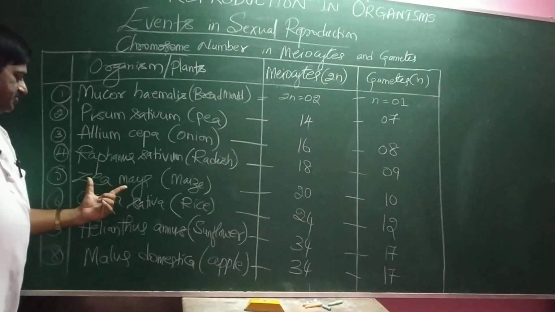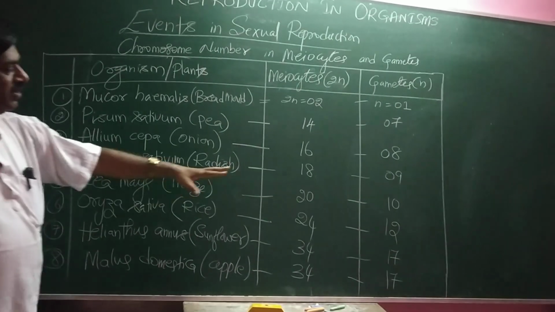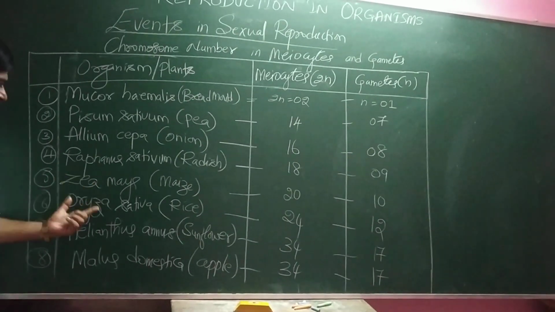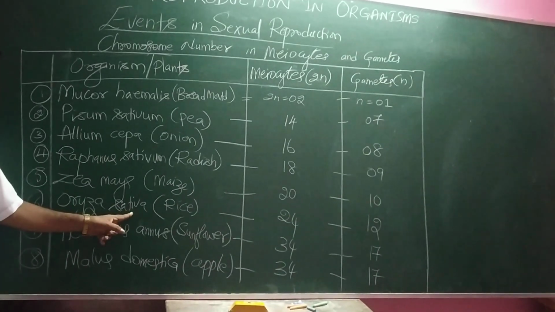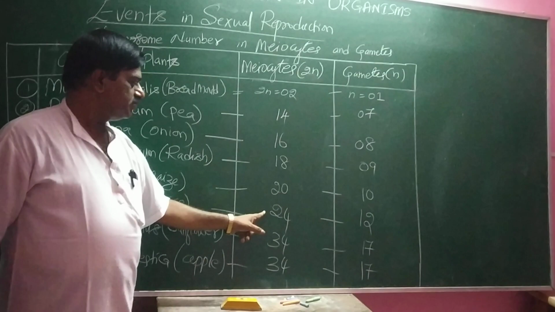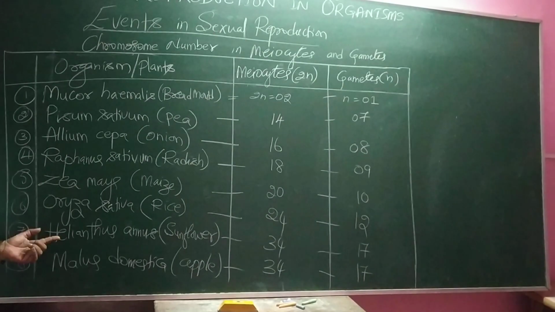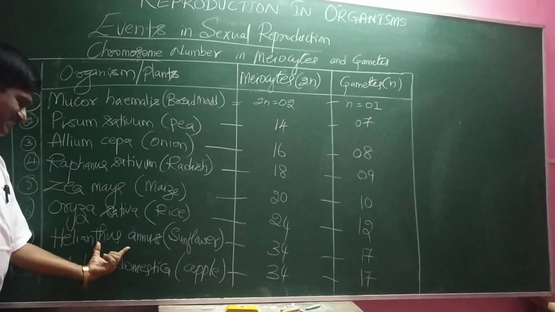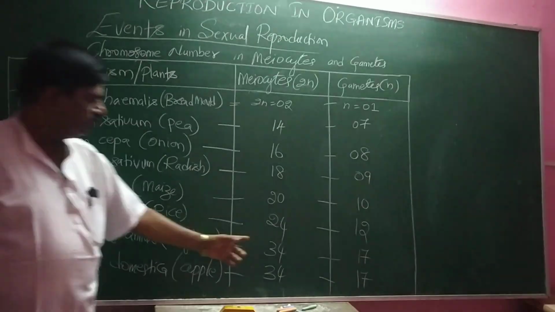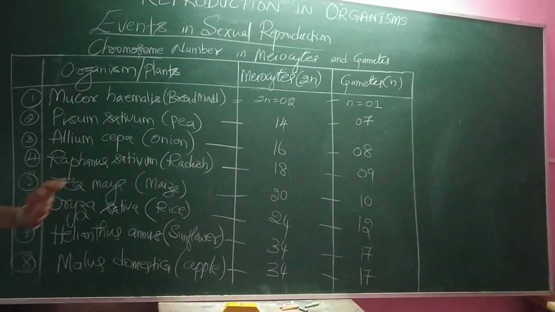Next, Zea mays. In Zea mays, maize, the chromosome number is 2n is equal to 20 and n is equal to 10. One more example is Oryza sativa, commonly called rice. In a rice plant, the chromosome number is 2n is equal to 24 and n is equal to 12. Next, Helianthus annuus, commonly called sunflower. In sunflower, the chromosome number is 2n is equal to 34, n is equal to 17.